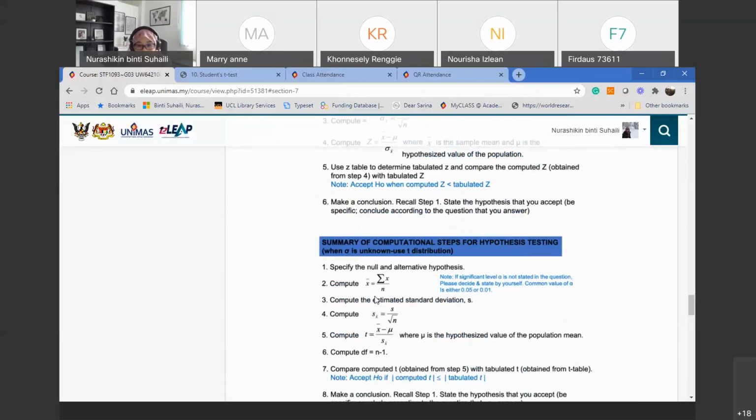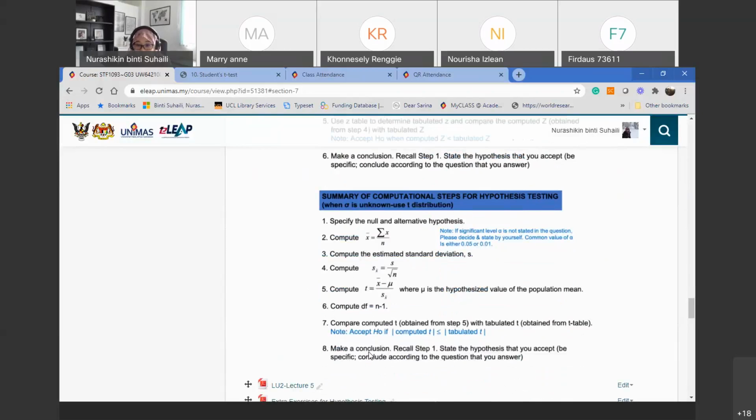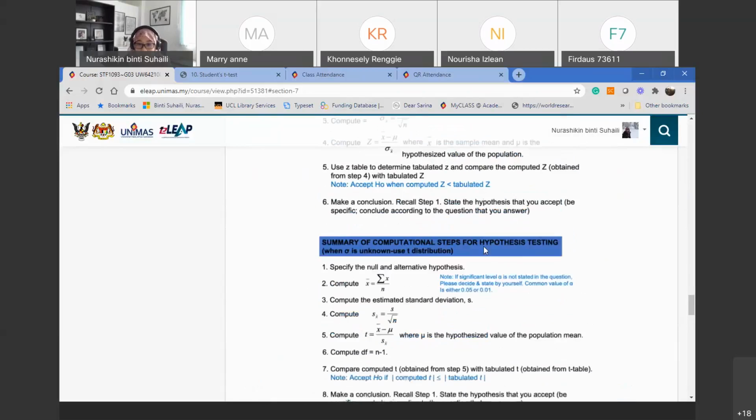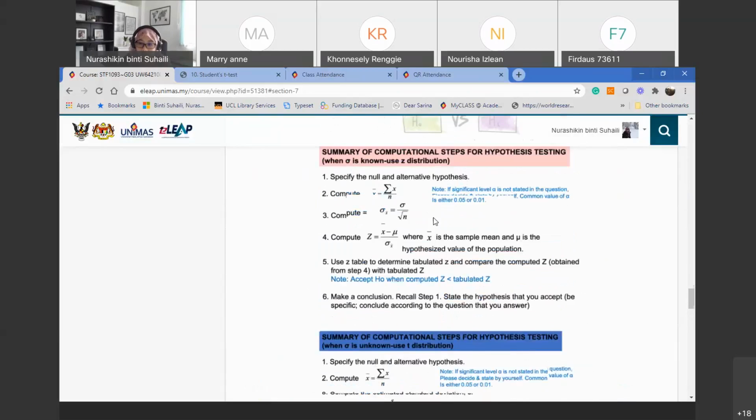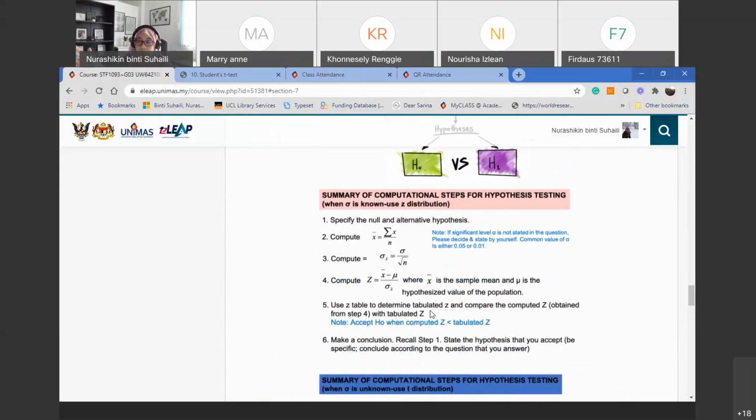So there are similarities where you have to set the hypothesis, and at the end you have to make a conclusion and also a decision. The difference lies in the middle steps, where for when the standard deviation is unknown, you use T distribution. Both of these refer to 1 sample in a population.